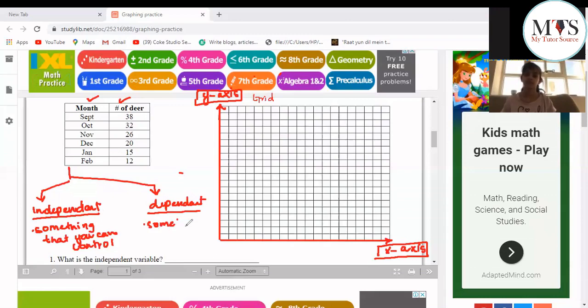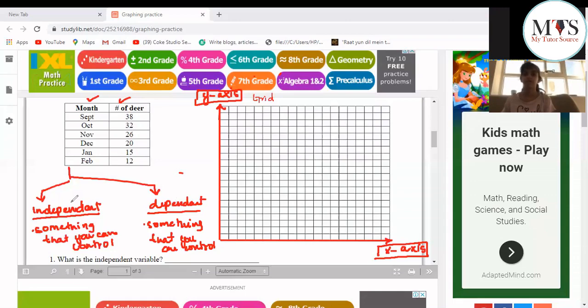Okay? So something that you can control. So what was the independent variable and what was the dependent variable? Can you tell me a little bit? Yes. Independent means something that you can control, and dependent means something that you can't control. So something that you can't really control is dependent, right?